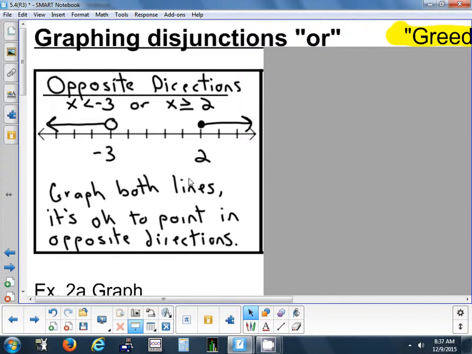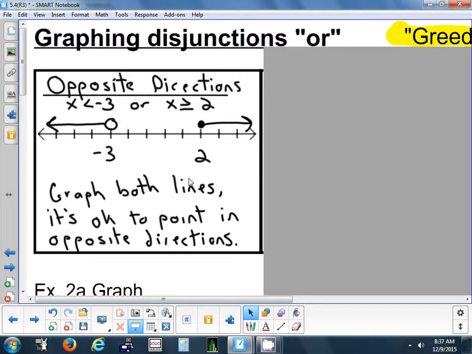So in the inequality signs, I'm pointing in opposite directions. Again, it's an or, I'm greedy, I want to graph both lines. So if I have something like this, what I want you to get in the habit of doing with these is look at both. It's an or problem. I'm looking at both arrows, they're pointing in opposite directions. If you have to, go back to this and say, yep, I know I've got to graph both lines. You're going to know just based on which direction those inequality signs are pointing. So if they're pointing in opposite directions, you're going to graph both lines.